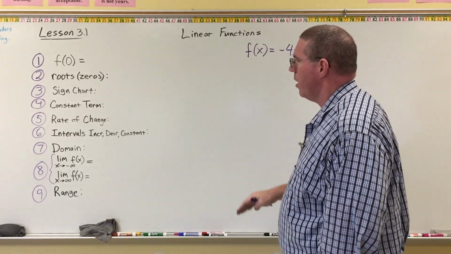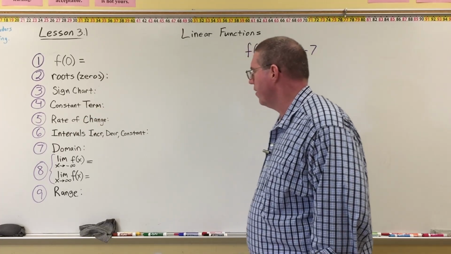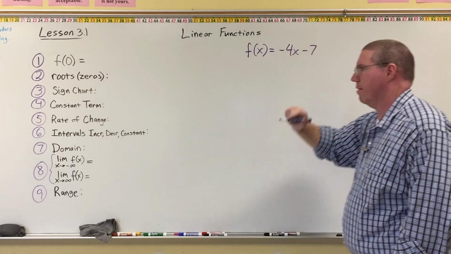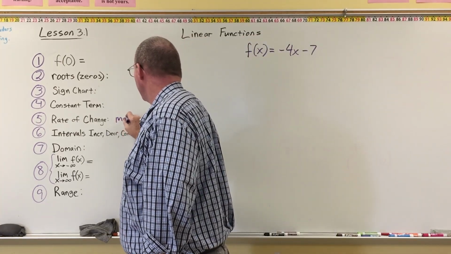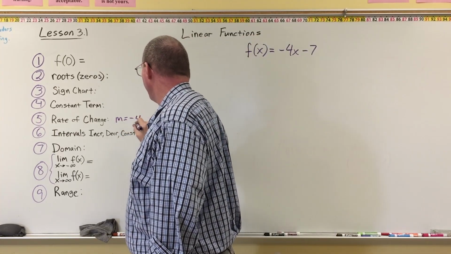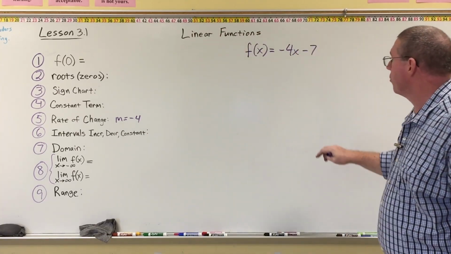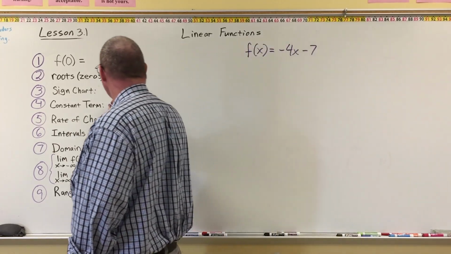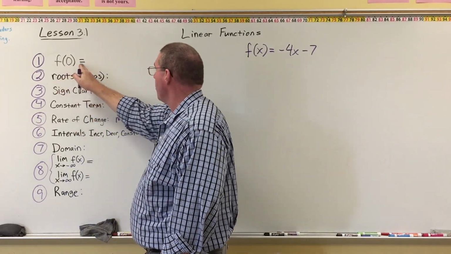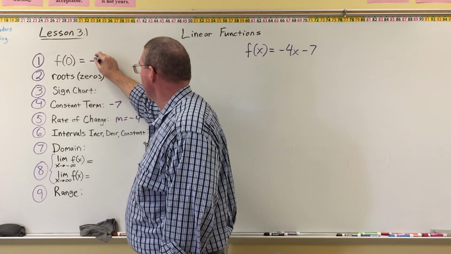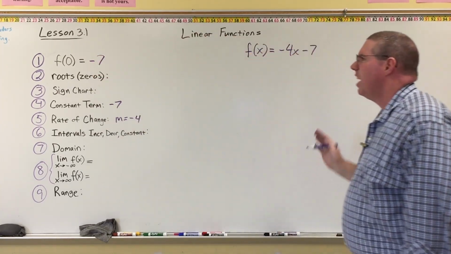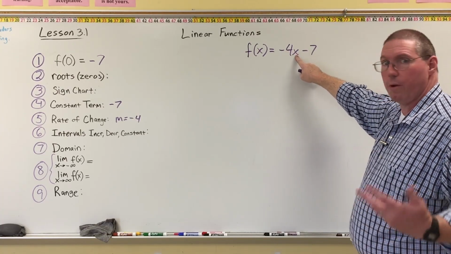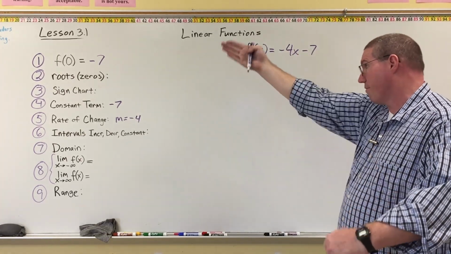We said that real quick we can do number 1, number 4, and number 5, okay? What's the rate of change? The rate of change is the coefficient of the x, that's negative 4. So m is equal to negative 4. What's the constant term? Well, the constant term is the part that doesn't have an x. That's negative 7. And we also said that f of 0 is always going to be the same as the constant term for linear functions. So that's also negative 7. And just to verify, let's put a 0 in for x. Negative 4 times 0 is 0. Minus 7 is negative 7. So we're good to go.